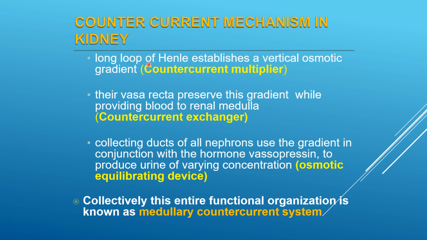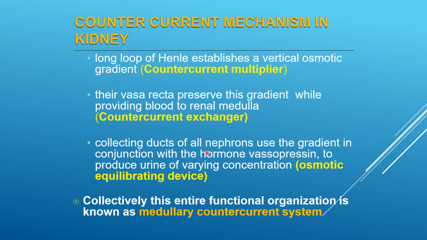In the kidney, the long loop of Henle establishes a vertical osmotic gradient, that is the countercurrent multiplier. The vasa recta preserves this osmotic gradient produced by the loop of Henle while providing blood to the renal medulla. So the vasa recta is called the countercurrent exchanger.